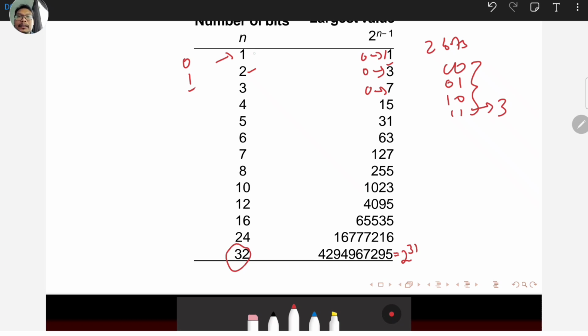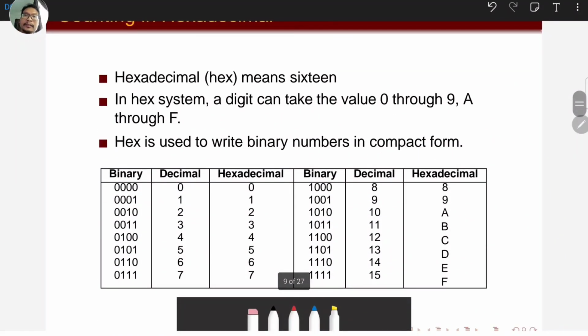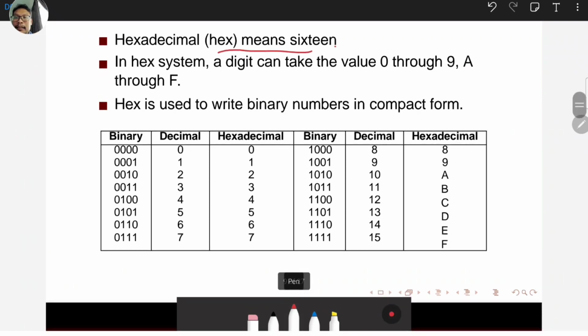For example, here is 2 to the power of 0. We get the maximum number. Okay, let's look at the hex number. Hexadecimal here means 16. In the hex system, a digit can take the value of 0 through 9, A through F. Hex is used to write binary numbers in a compact form. As you can see here, a binary value of 0000 has a decimal equivalent of 0 and a hex value of 0.